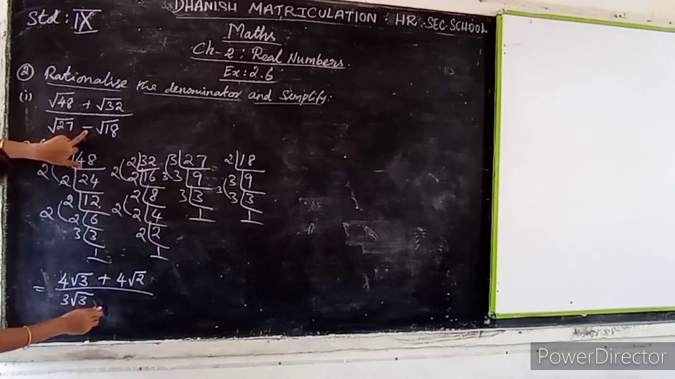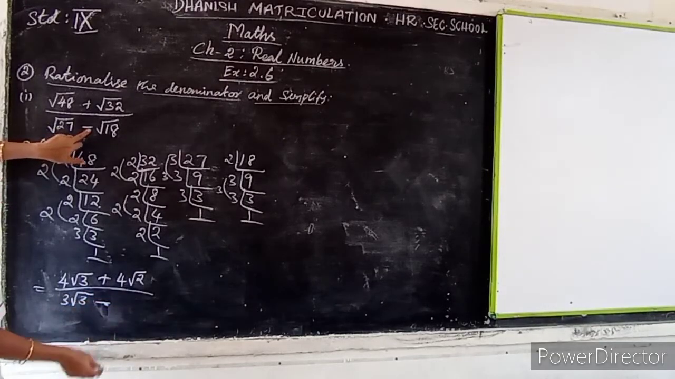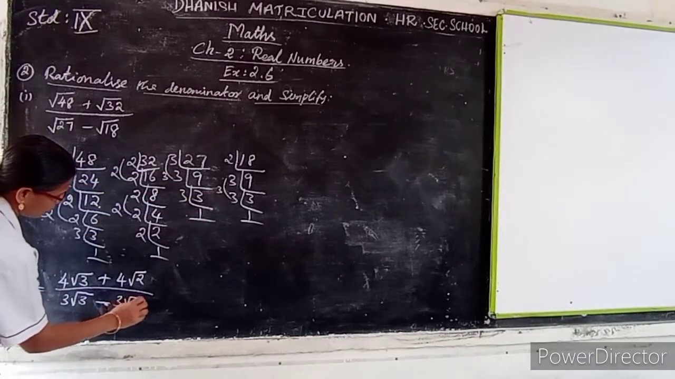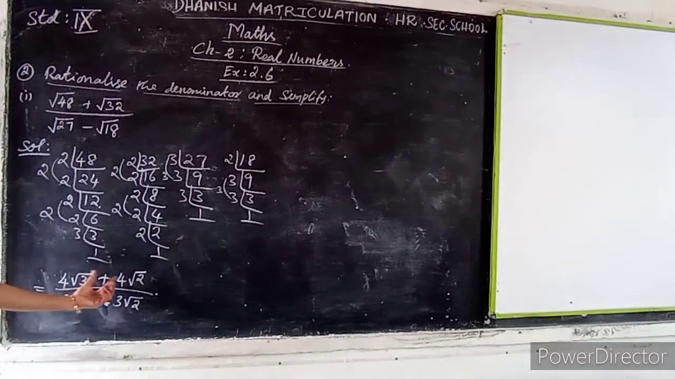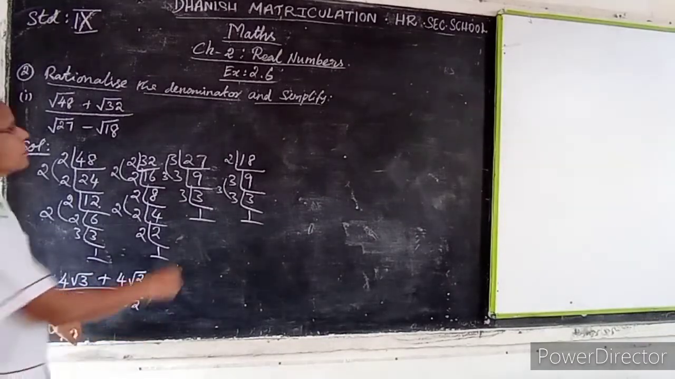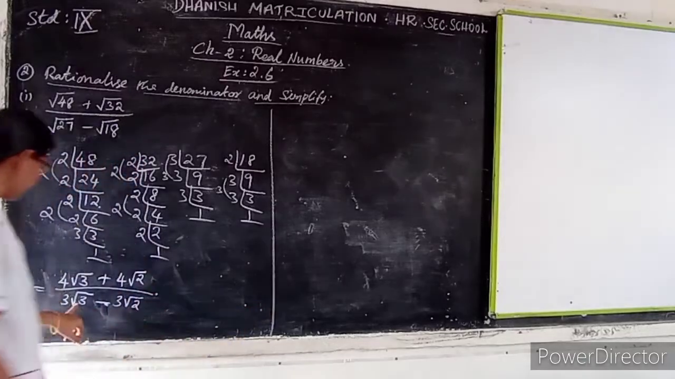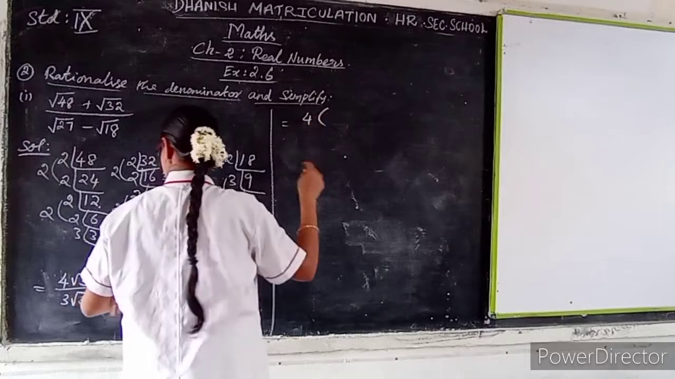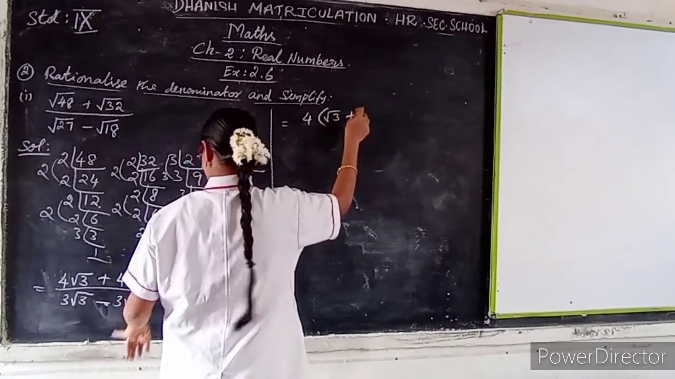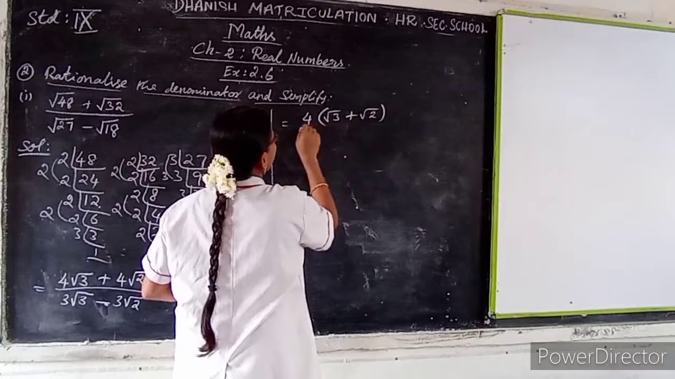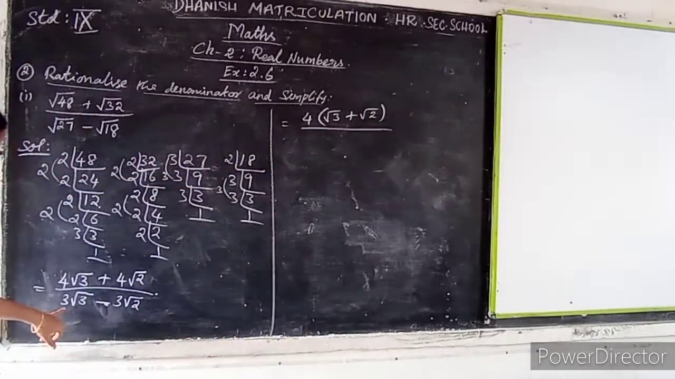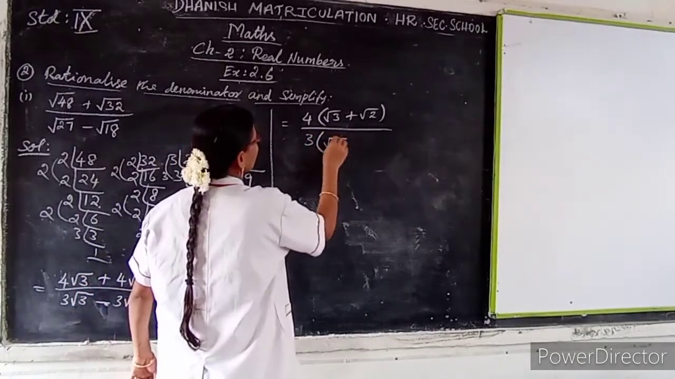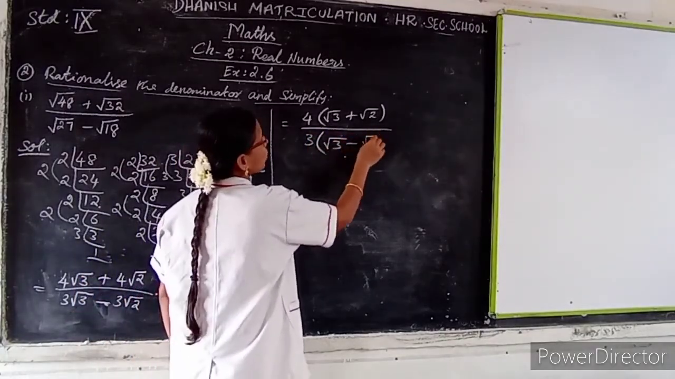Here the minus sign is there, so minus root 18 can be written as minus 3 root 2. In the numerator, 4 is common. By taking 4 as common, the remaining terms are root 3 plus root 2, divided by, in the denominator, 3 is common. By taking 3 as common, the remaining terms are root 3 minus root 2.